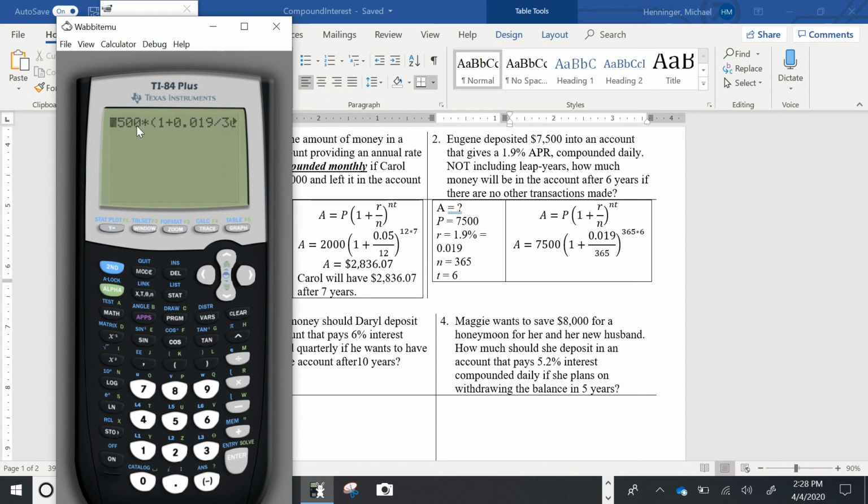Okay, so 7,500, parenthesis 1 plus 0.019 divided by 365, close parenthesis, raised to the 365 times 6. Okay, we're good. Press equals. We get $8,405.61. So we got to decide on this one. So A equals $8,405.61597.